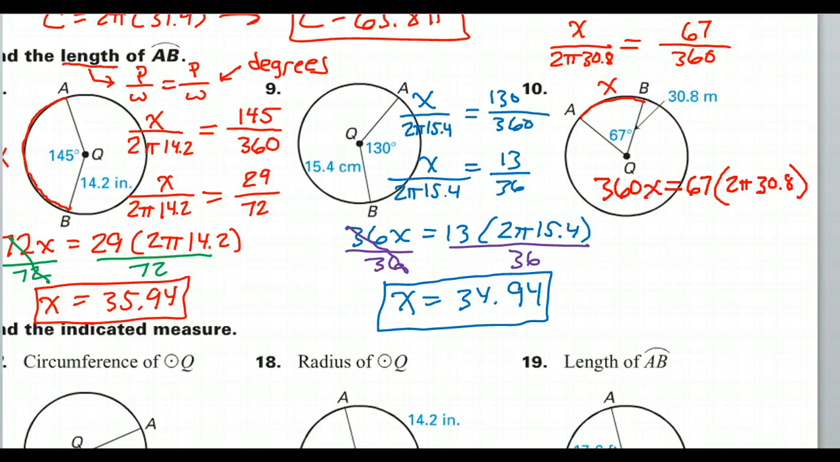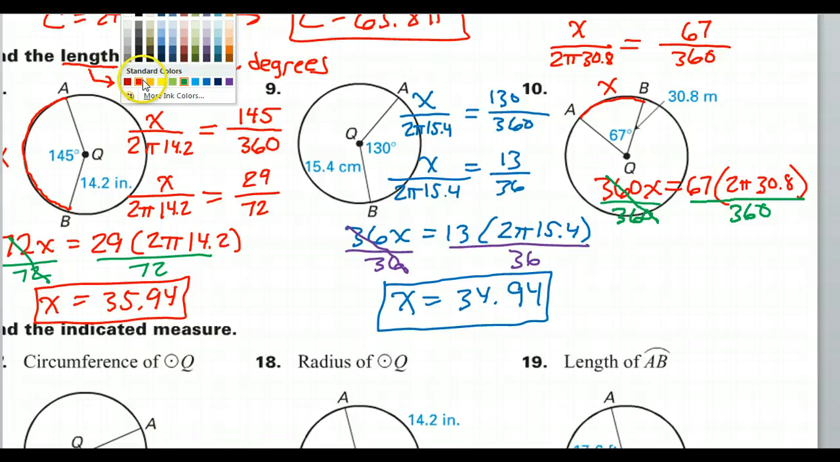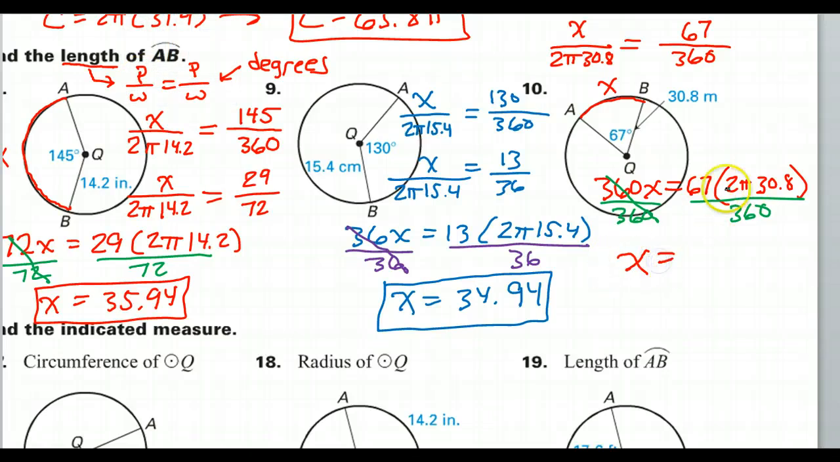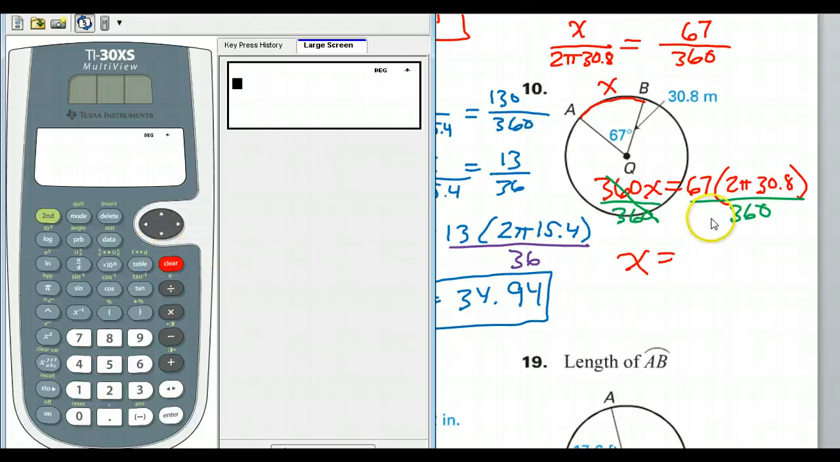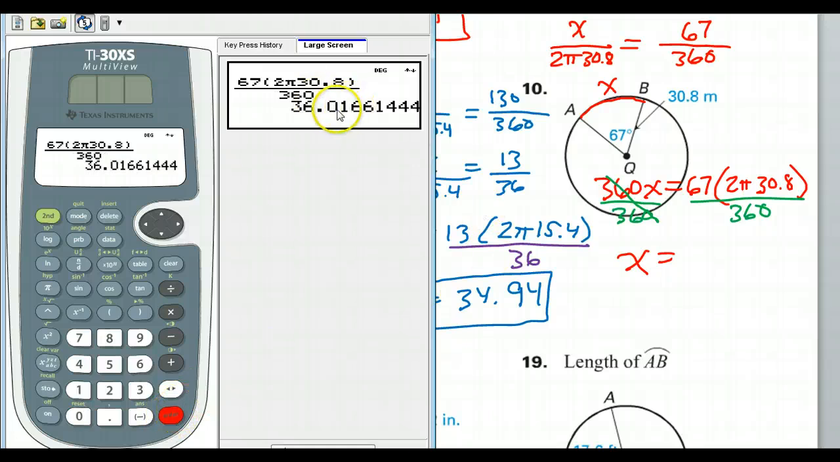To get x by itself, I'm going to have to divide by 360. So that would look like this, and that's going to get x by itself. So I just need to put all this in my calculator. Here I go. Fraction mode, 67 times 2 pi 30.8 over 360. So that's 36.02.